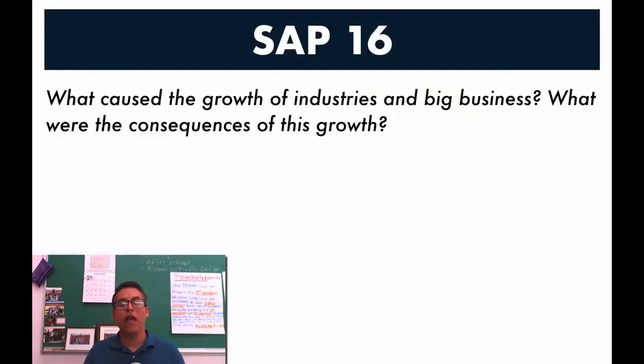I hope this helps. So this is going to be the short analytical paragraph for this chapter, for chapter 16. And it's a very simple question. It's asking you what caused the growth of industry and big business, and then it's asking you what were the consequences of this growth. Good luck.